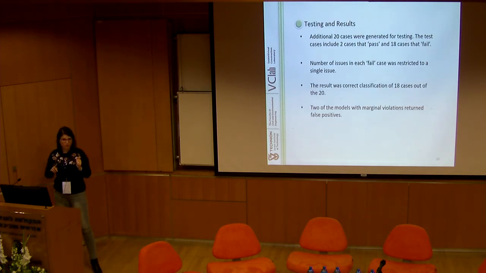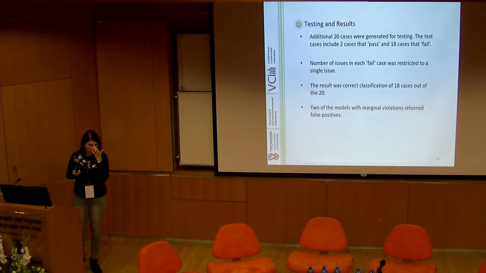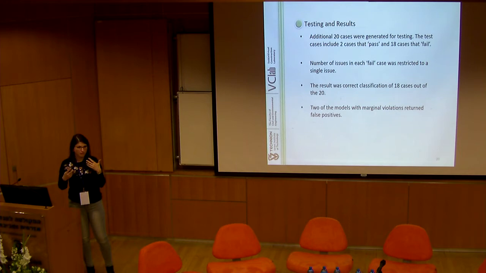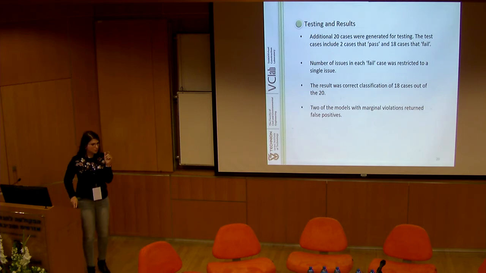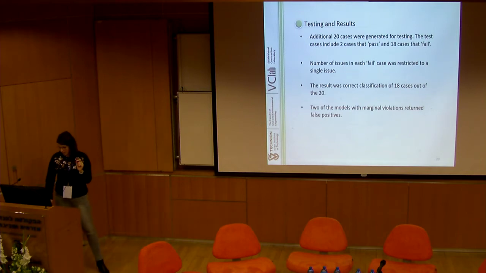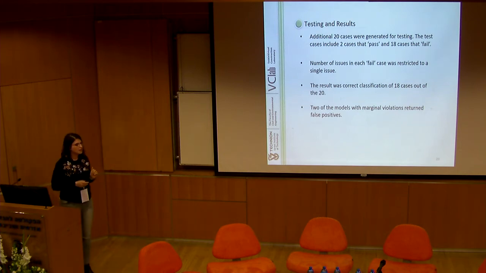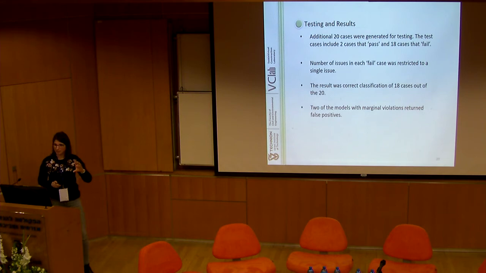We also created an additional 20 cases to be test cases. Out of those cases, 2 were created so that they pass, and 18 fail. But this time, we restricted the number of issues for each failed case, which means that a failed case is compliant to 15 out of the 16 conditions. The result was that we got correct classification of 18 out of the 20 cases. We did get 2 false positives, but we really think that's because we restricted the number of issues for each failed case.